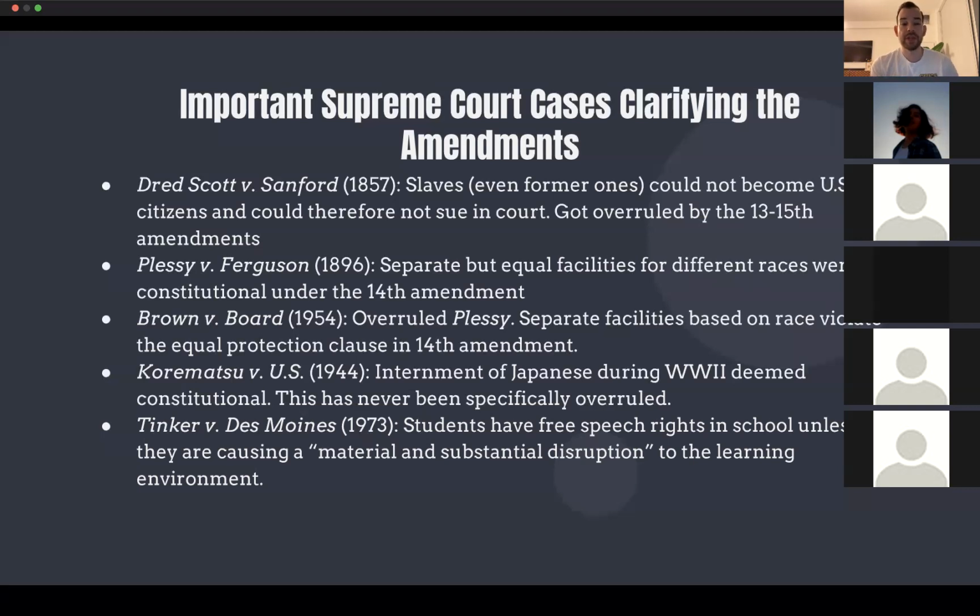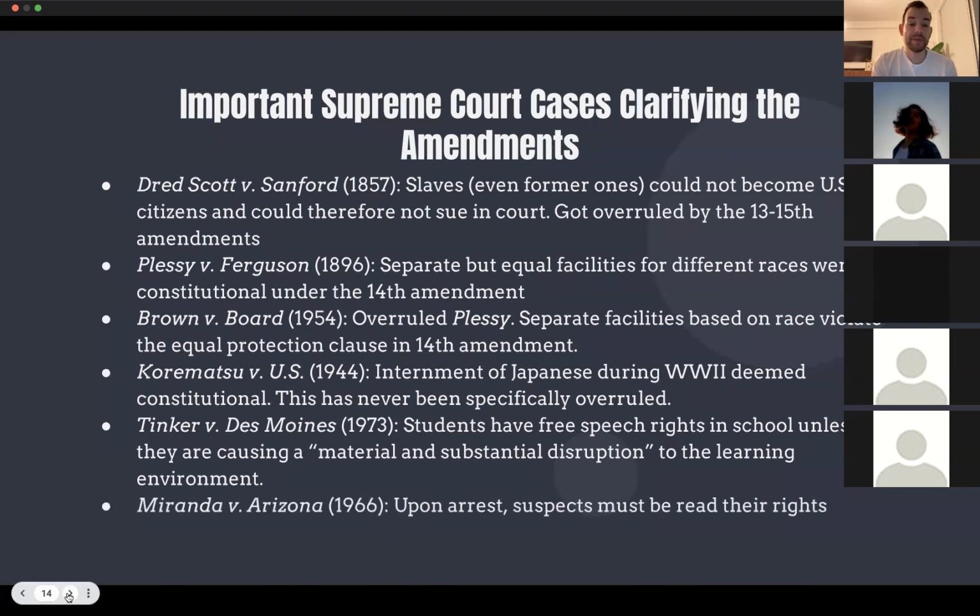to the learning environment. The kids in Tinker were wearing a black armband protesting the Vietnam War. It did not cause a material and substantial disruption. And so the Supreme Court sided with them, said they had that right to protest the Vietnam War. And then finally, Miranda v. Arizona. This is the case that has resulted in Miranda rights being read to people who are getting arrested. If you've watched any TV or any movies over the past 10, 15 years, I'm sure you've heard the Miranda rights read one way or the other.